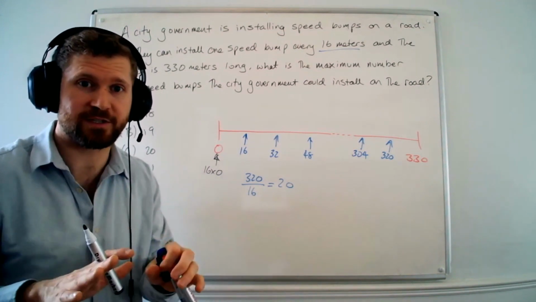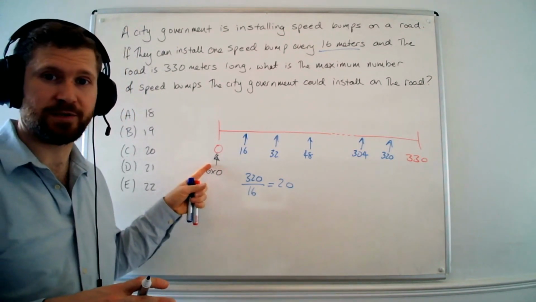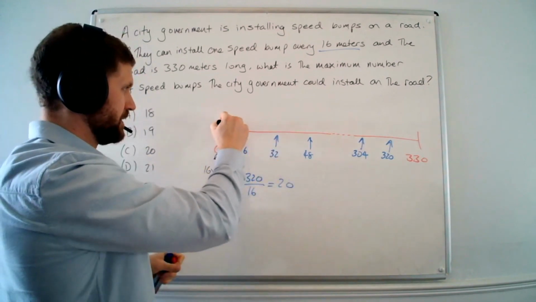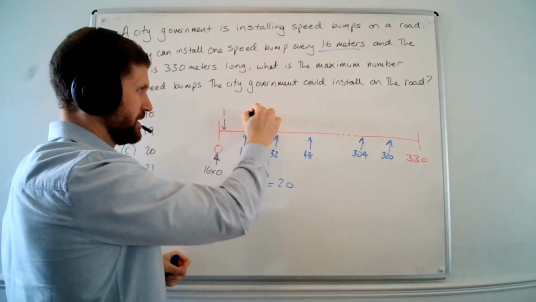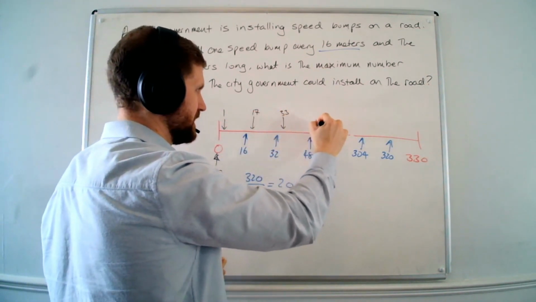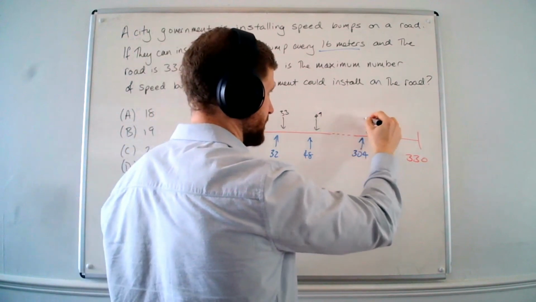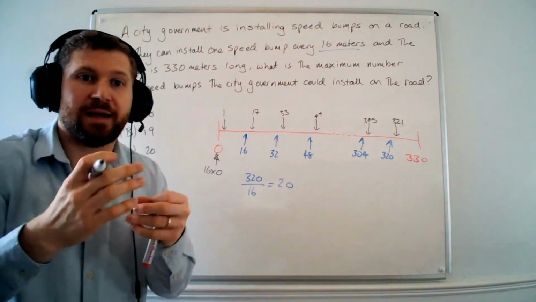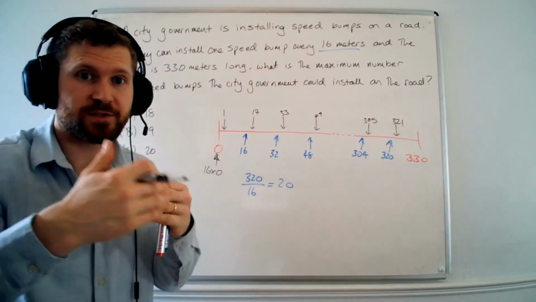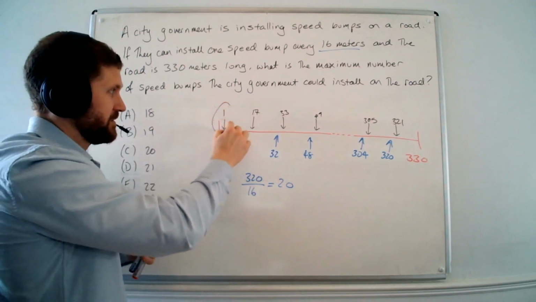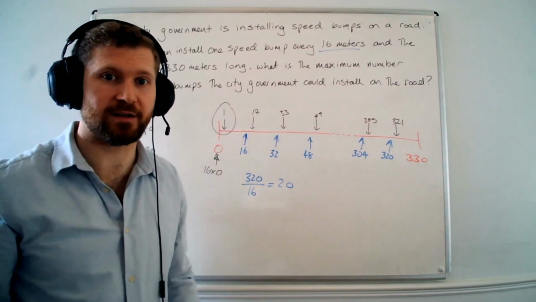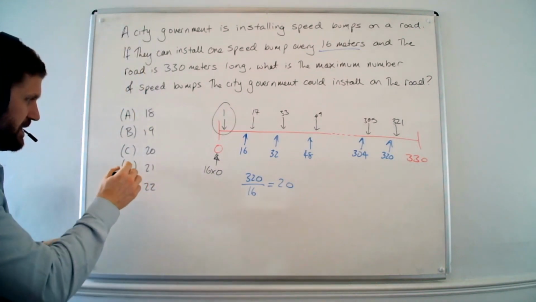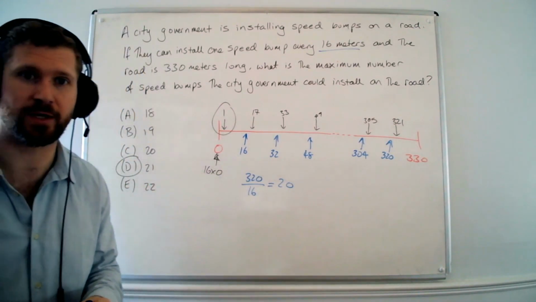Now, in this real life scenario, let's keep this 16 times 0 in mind, and what happens if I shift everything down 1? So I can put a speed bump at 1 meter, and at 17 meters, and 33, and 49, up to 305, and 321. Well, now they're still 16 meters apart, but I found a way of getting that extra speed bump in there, which means we're one more than the 20 that we thought initially. And so the answer to this question is going to be D, it's going to be 21.